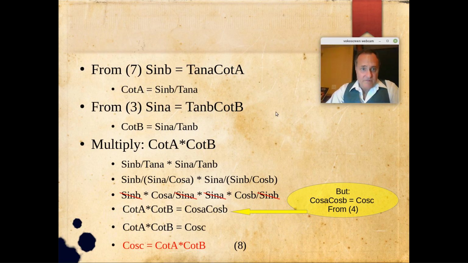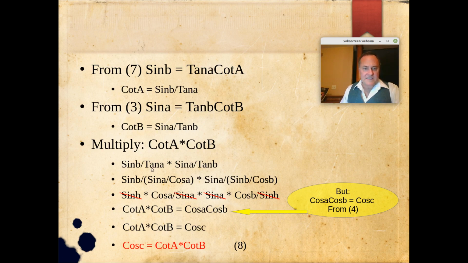So from 7, and that was sine B equals tangent A cotangent A, we can isolate cotangent A by dividing both sides by tangent A, and we get this. And from 3, sine A equals tangent B cotangent B, we can do some rearranging to isolate cotangent big B, and we get sine A over tangent B. And then if we multiply these two together, cotangent A times cotangent B, what we're multiplying is this by this, and we get this thing here.